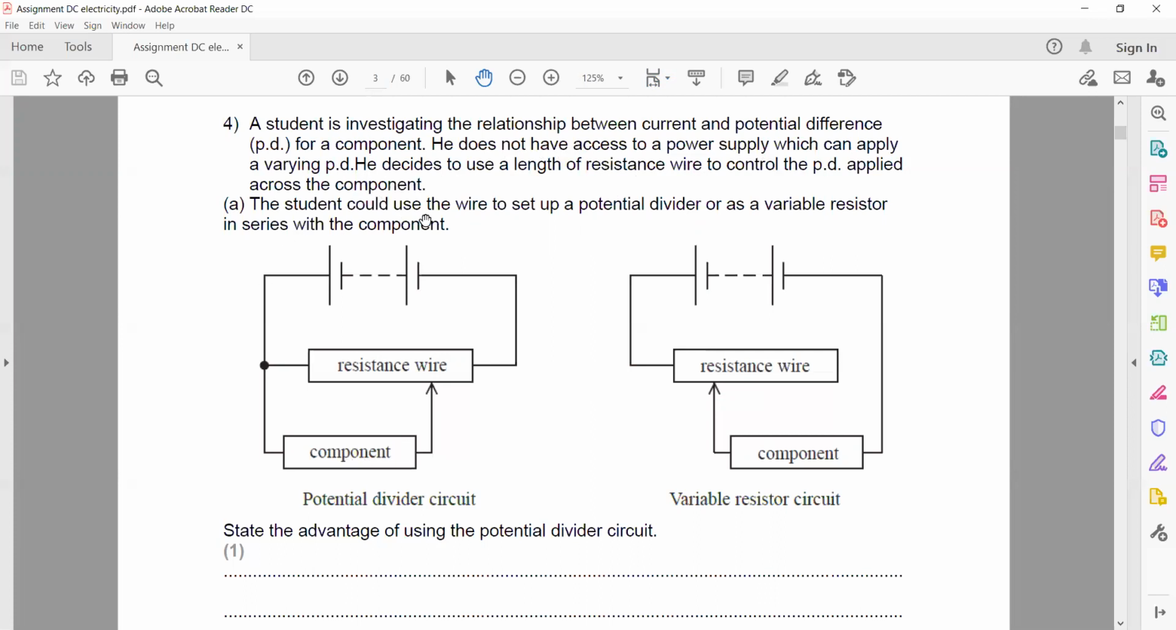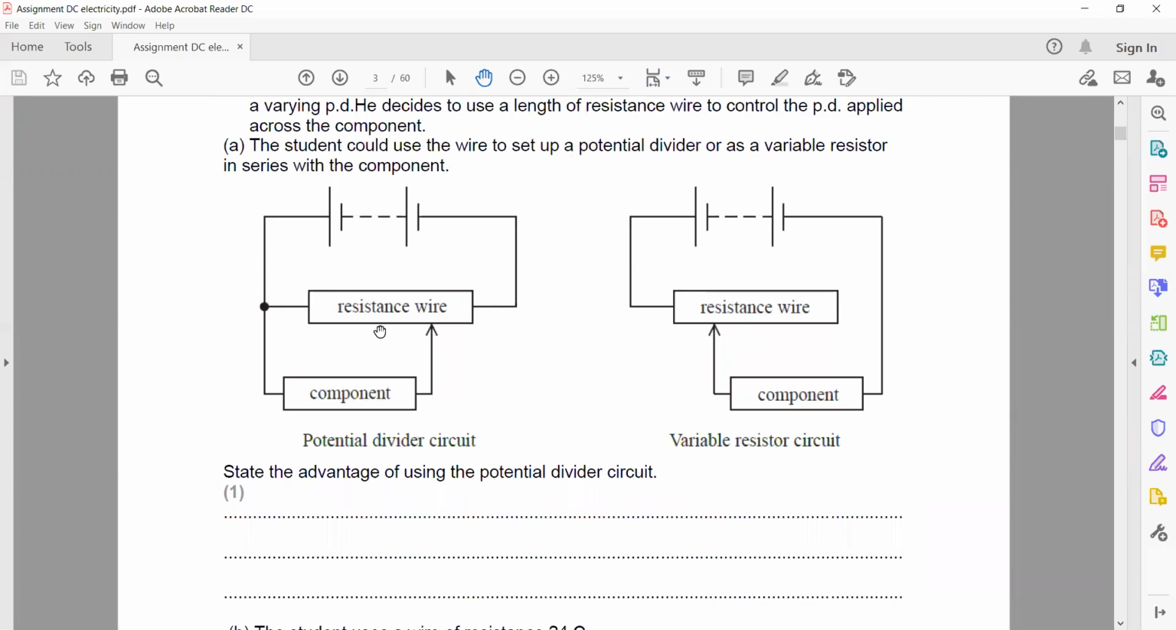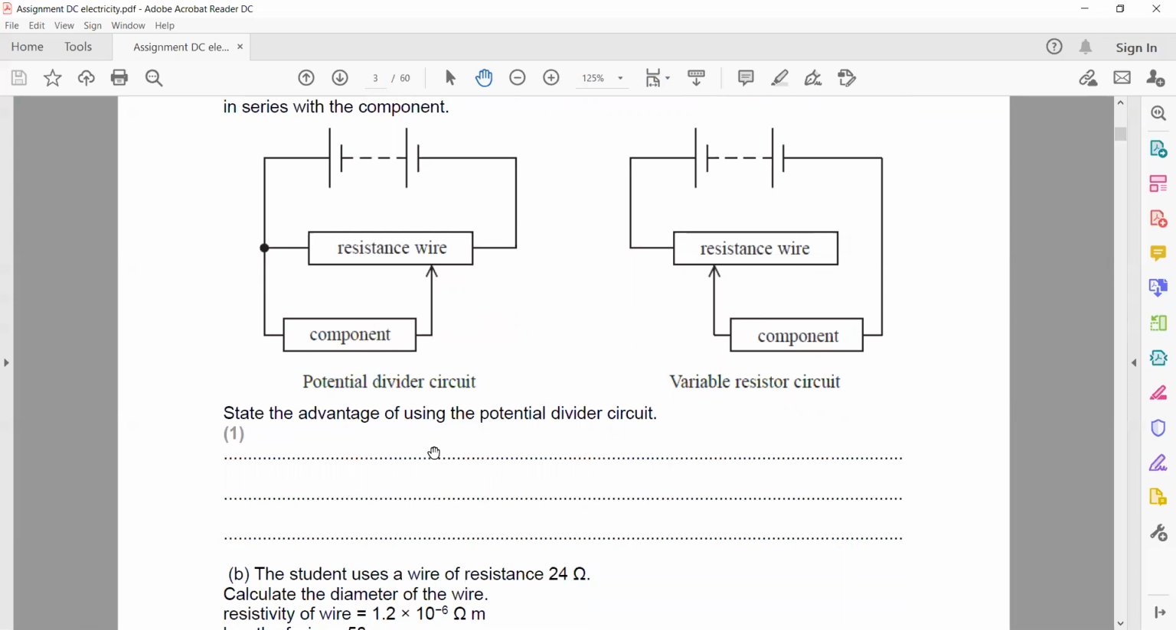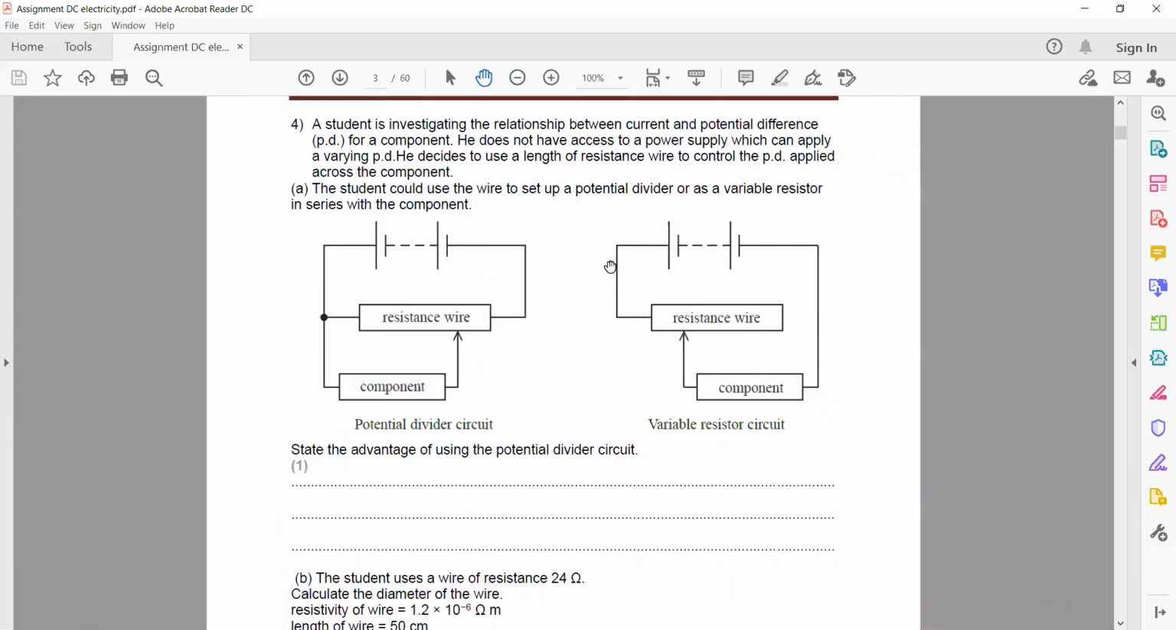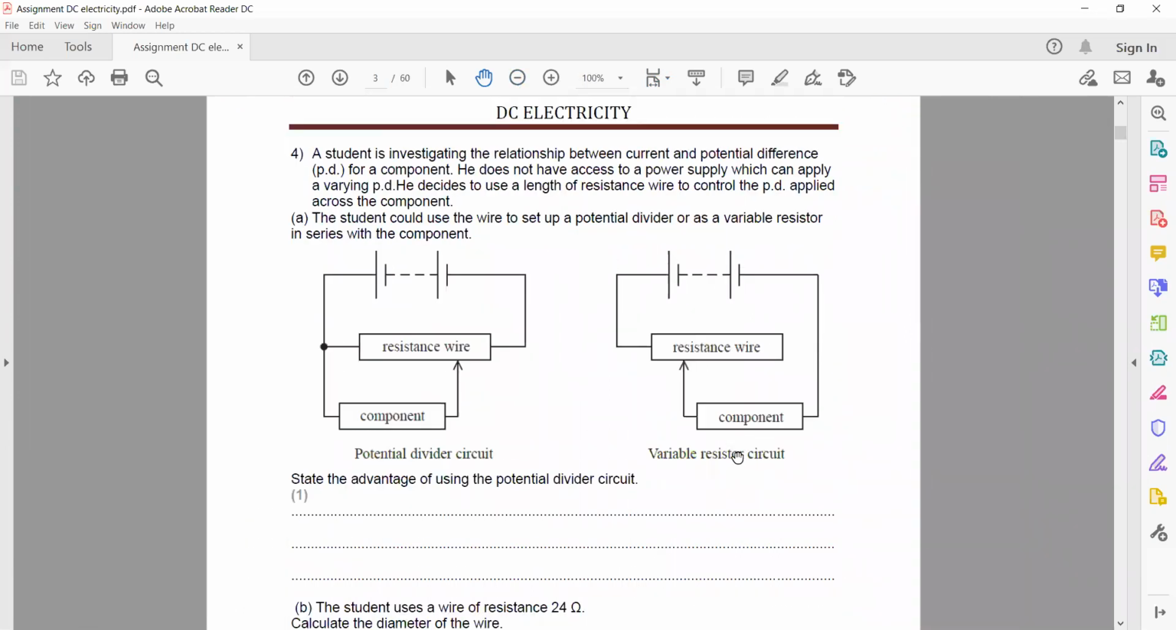The student could use the wire to set up a potential divider or a variable resistor. So this is a potential divider circuit, and the other one is a variable resistor, or we can also say a rheostat, whose main purpose is to change the current. State the advantage of using a potential divider circuit over a rheostat or variable resistor circuit.